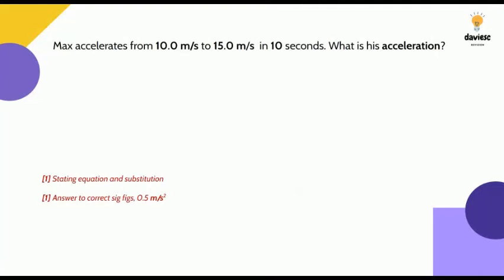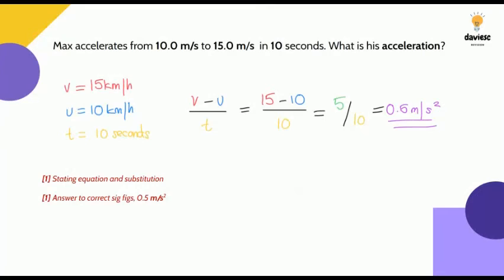So now that we know how to use the equation, let's put it into a problem. The problem is: Max accelerates from 10 to 15 meters per second in 10 seconds. What is his acceleration? So the first thing you should always do is make a list of knowns and unknowns.